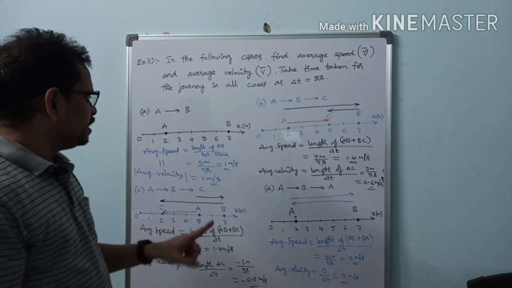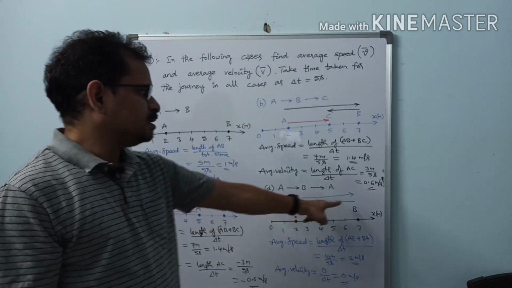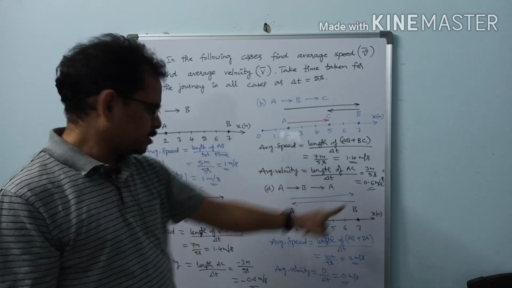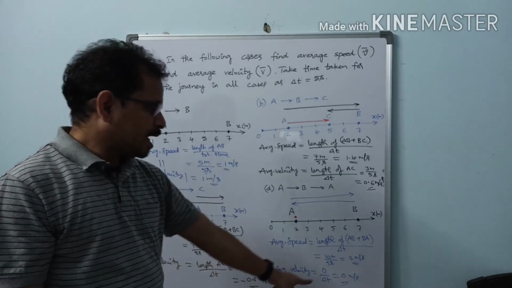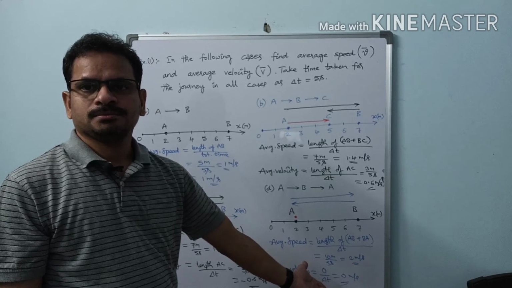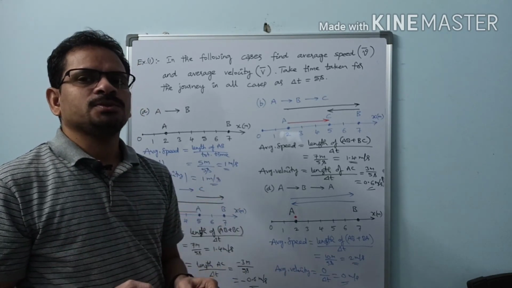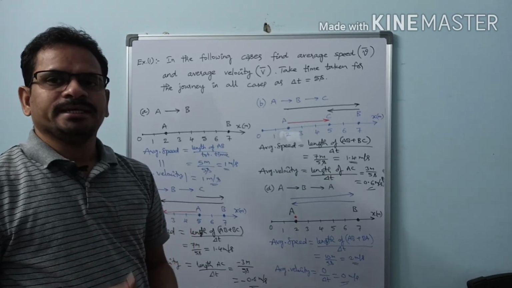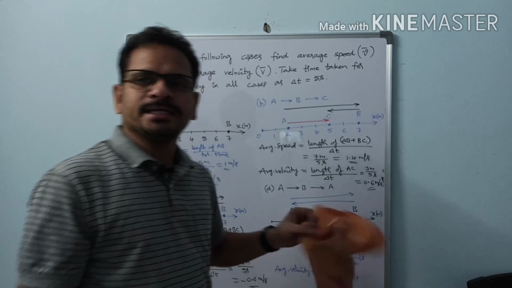But let us check average velocity. It is positive here, 1 meter per second. It is 0.6 meters per second, positive here. See here, it is minus 0.6 meters per second, negative here, and here it is 0. So it is very clear that average speed is always positive and average velocity can acquire positive, negative and 0 values. Got it, guys?